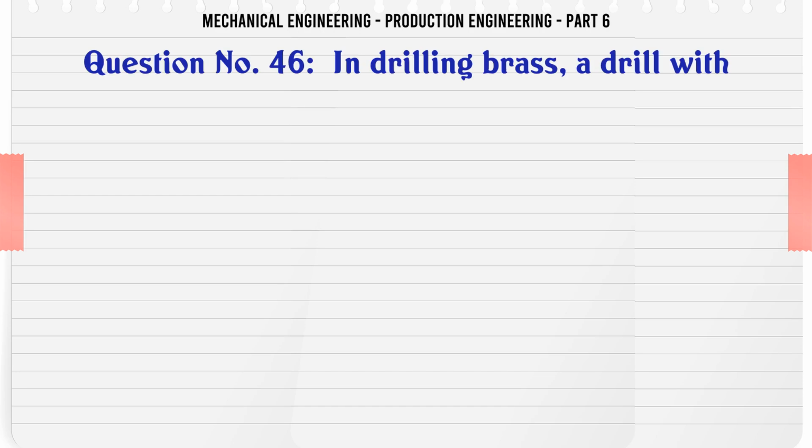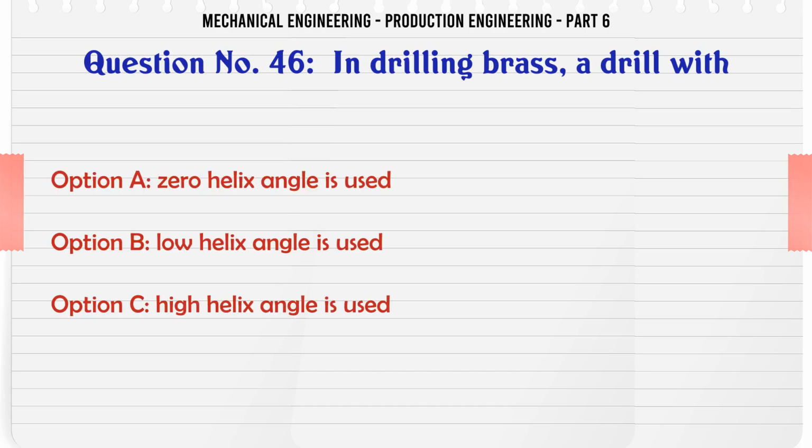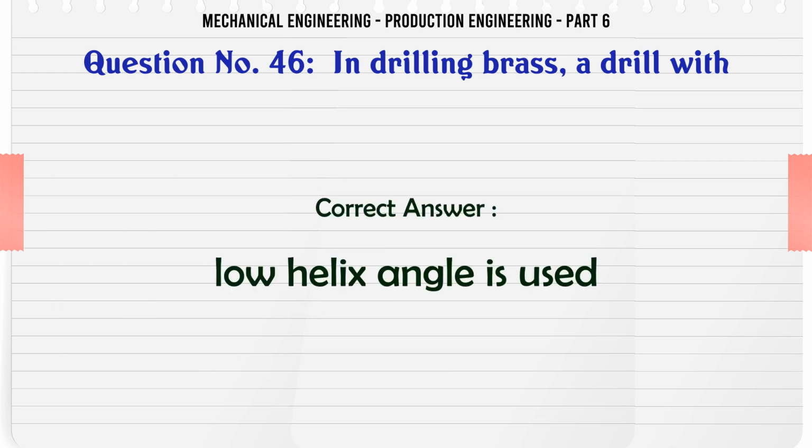In drilling brass, a drill with A. 0 helix angle is used. B. Low helix angle is used. C. High helix angle is used. D. Any helix angle can be used. The correct answer is low helix angle is used.